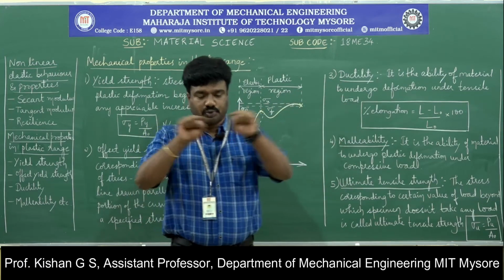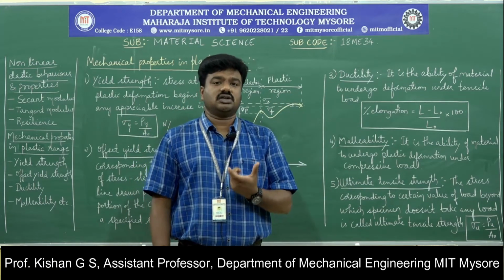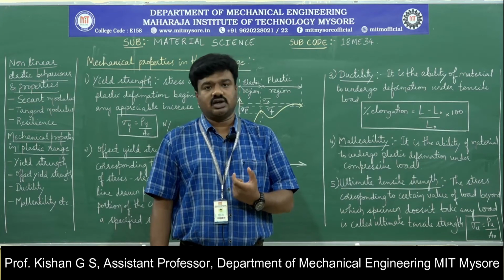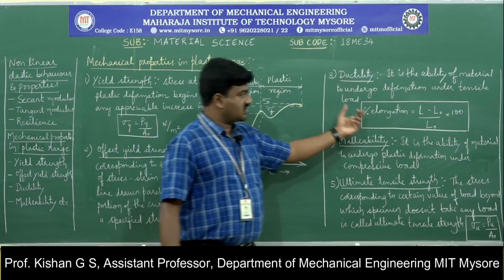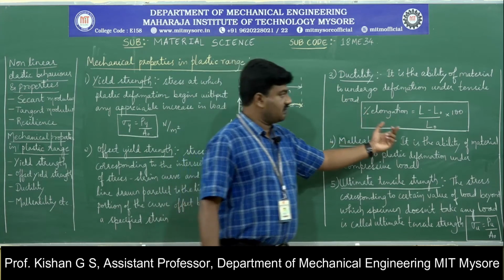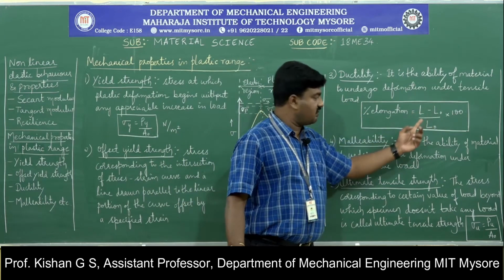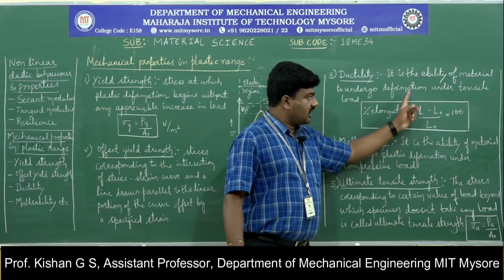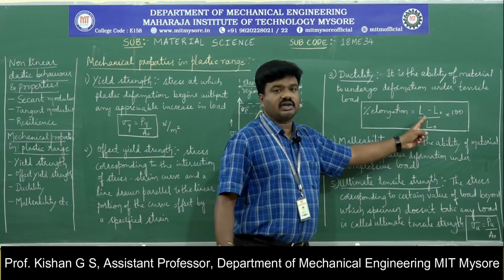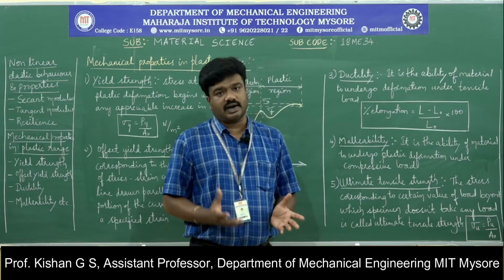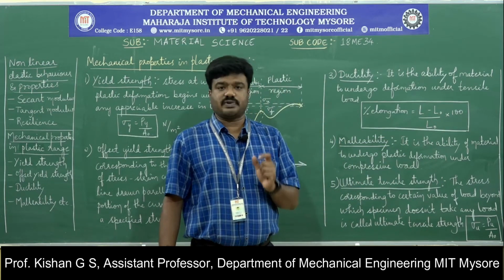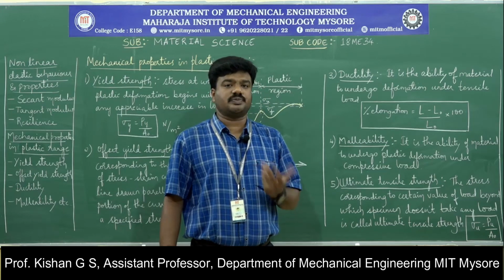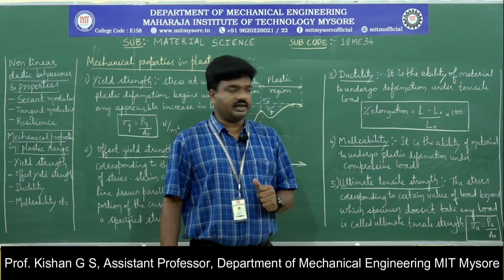Usually when the material is pulled apart, there will be a change in the original length of the material. So we are going to define the ductility in terms of percentage elongation. That is nothing but L minus L naught divided by L naught into 100. Here L is the length of a material after the load is being applied, whereas L naught is the original length of the specimen or the material which is being subjected to tensile loading condition.